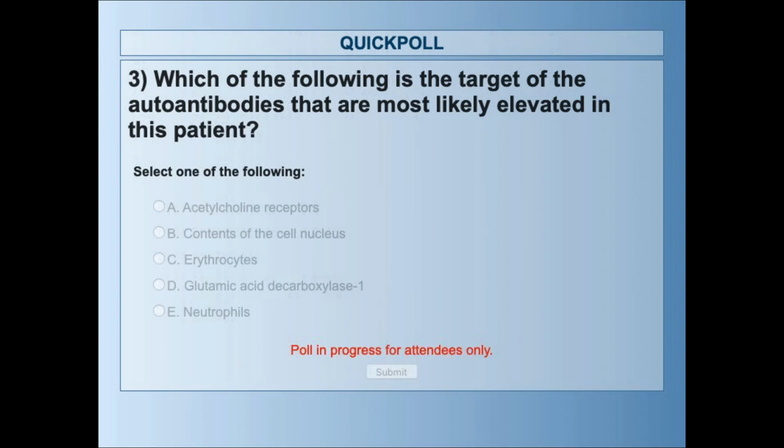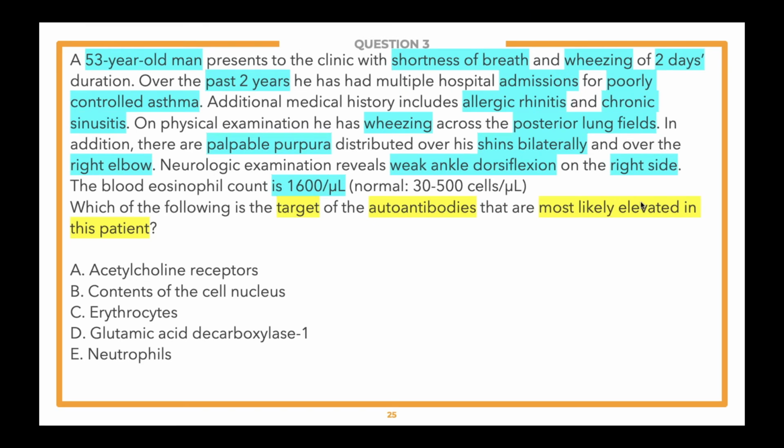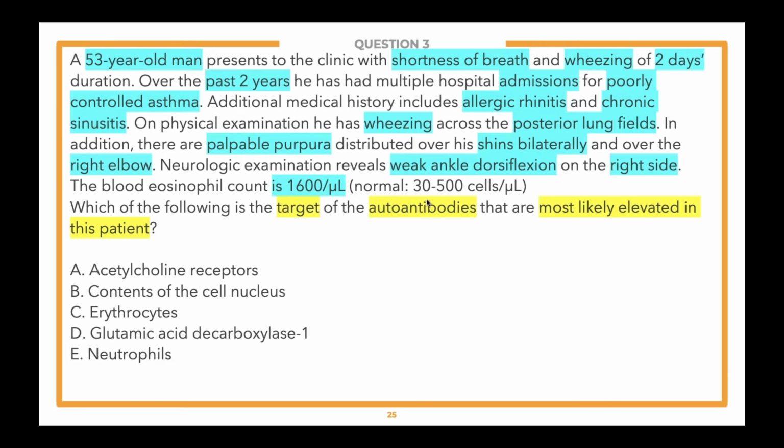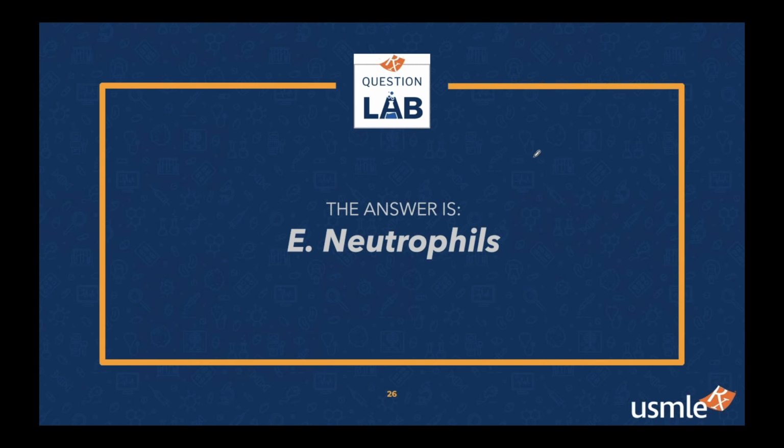All right, a couple more seconds here. Let's take a look and see what you selected. 41% of you selected neutrophils, and second place was tied between B and D. Let's take a look and see what the correct answer is. And the correct answer is E, neutrophils. And once again, 41% of you got it right. So great job. Let me hand it off to Paris.